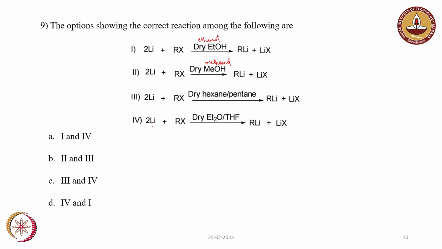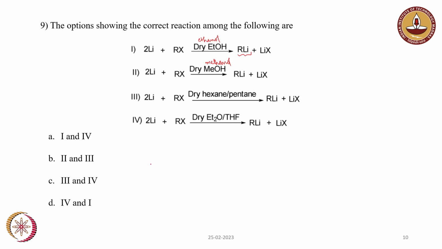Option 4 is lithium and alkyl halide in dry triethoxyethane and or THF giving alkyl lithium and alkyl halide. So formation of lithium halide and alkyl lithium is the reaction.